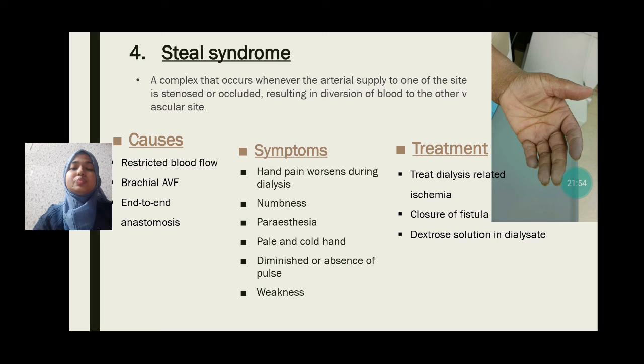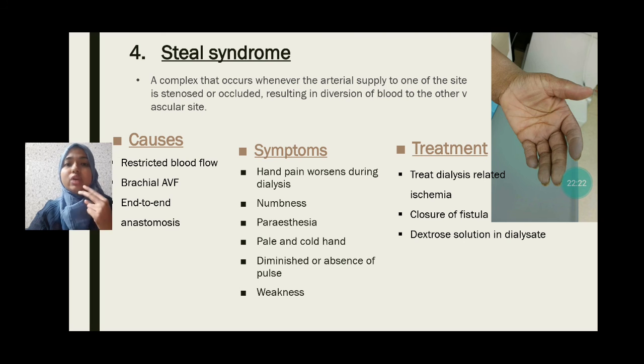Steal syndrome. Steal syndrome is a complex that occurs when the arterial supply to one side is closed or occluded, resulting in diversion of blood to the other vascular side. In case of AV fistula, this basically happens, most probably it won't happen in a catheter, so it is mostly happening in AV fistulas. So what is steal syndrome?